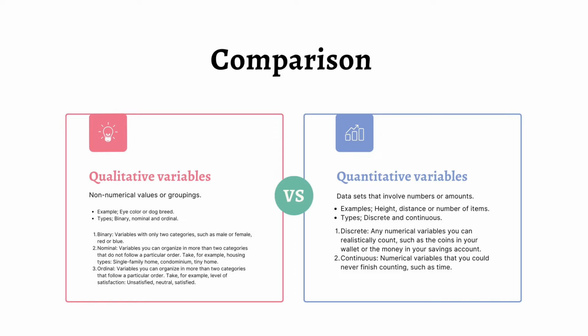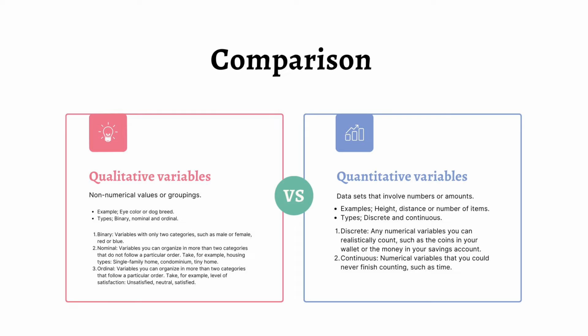Types: discrete and continuous. Discrete: any numerical variables you can realistically count, such as the coins in your wallet or the money in your savings account. Continuous: numerical variables that you could never finish counting, such as time. Qualitative variables: non-numerical values or groupings. Example: eye color or dog breed.